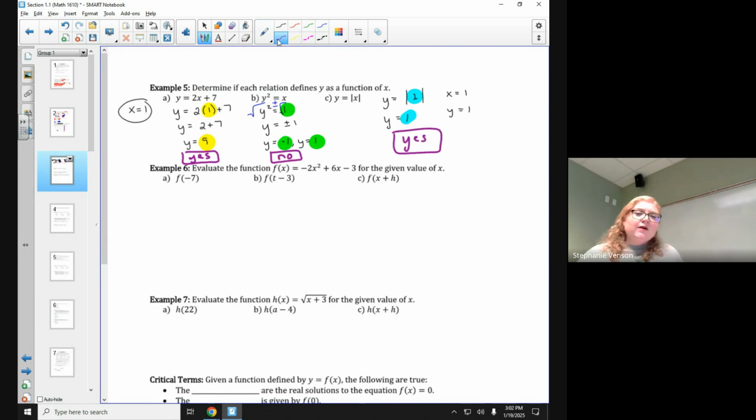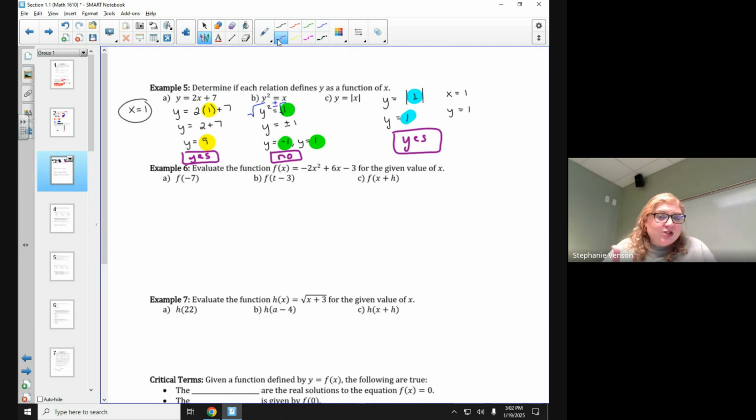Of the 4 questions that have these directions, determine if each relation defines y as a function of x, I would say this one is the most complicated because you have to use a test value and show that a single input gives you a single output.